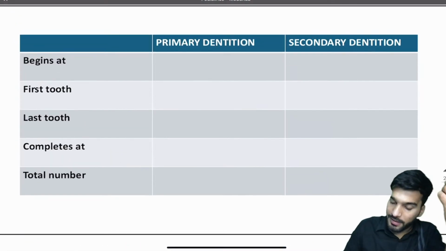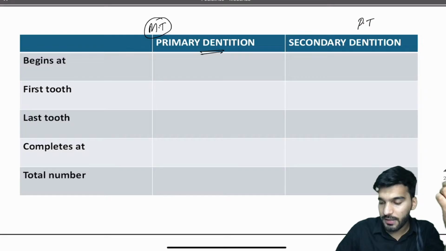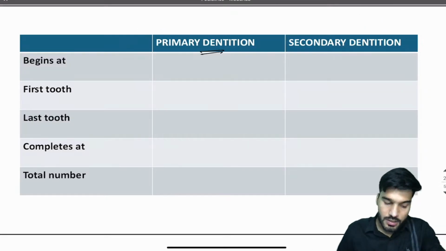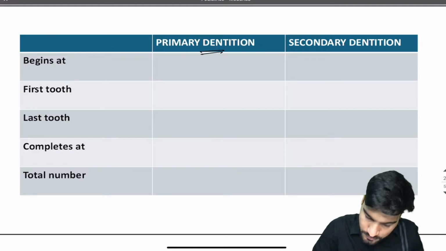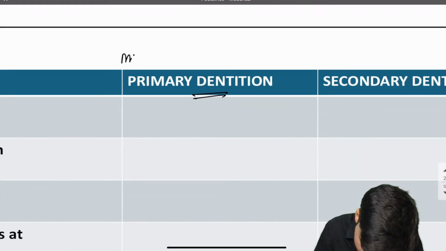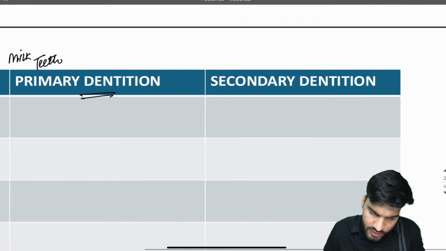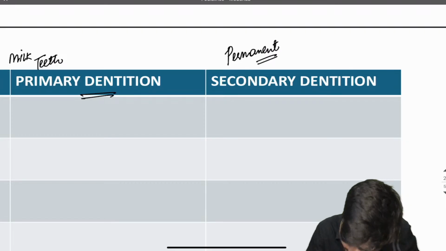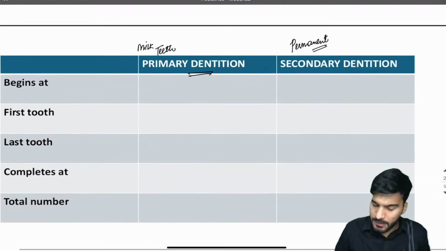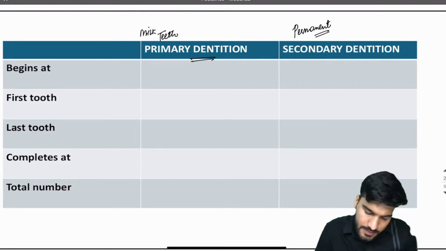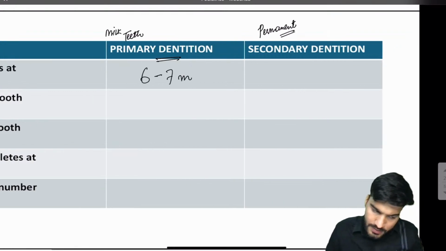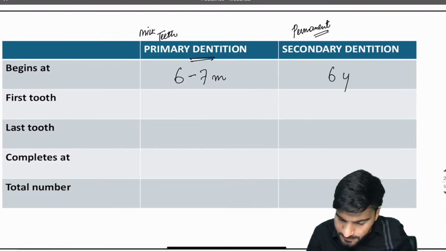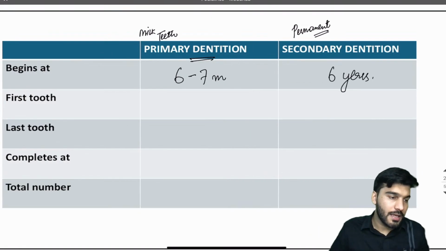So let's discuss primary dentition, that is milk teeth, and secondary dentition, that is permanent teeth. Okay, let me write it fully. If you talk about the onset, the primary dentition begins at 6 to 7 months. The secondary begins by 6 years.